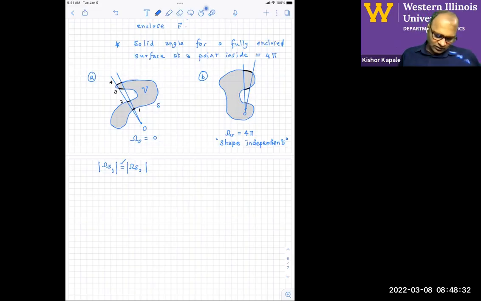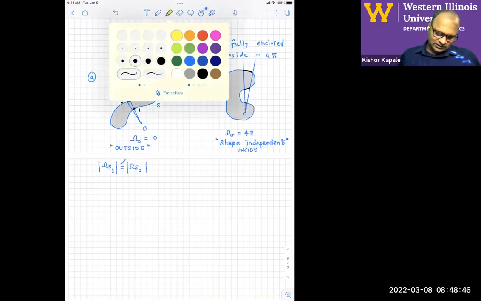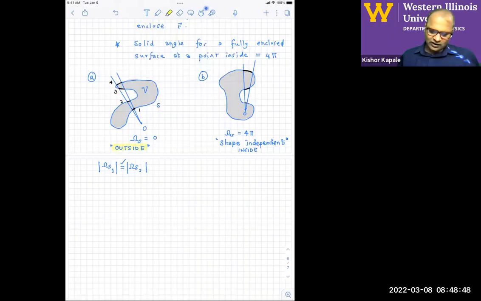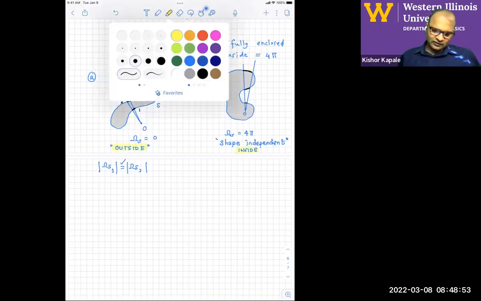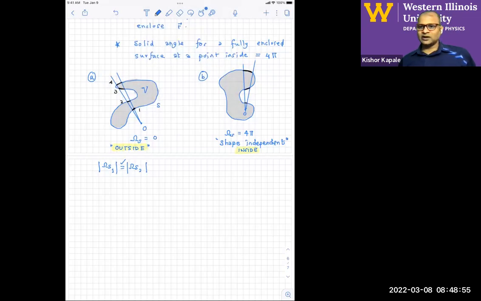So the observation point is outside, and the observation point is inside. Let's highlight this. For outside, the solid angle is always 0. If the point of observation is inside, the solid angle is always 4 pi. Everybody with me? And it does not matter, there's no spherical symmetry needed for this. And that's what essentially allows us to derive Gauss's law, if you will.